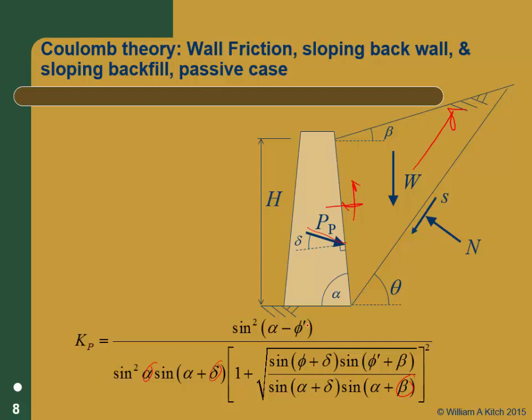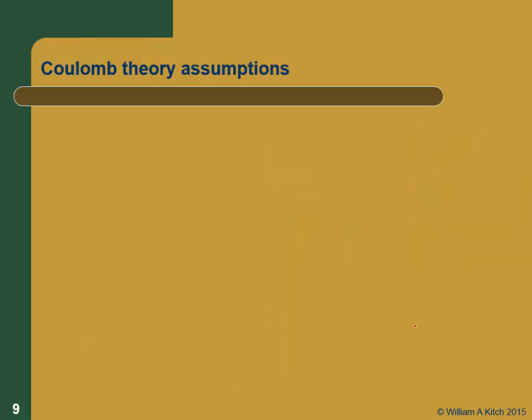So it's phi for that matter. So it's not that hard. It's just tedious. Okay, well, let's make sure we go through the assumptions here. So the first assumption is that the soil is isotropic and homogeneous.